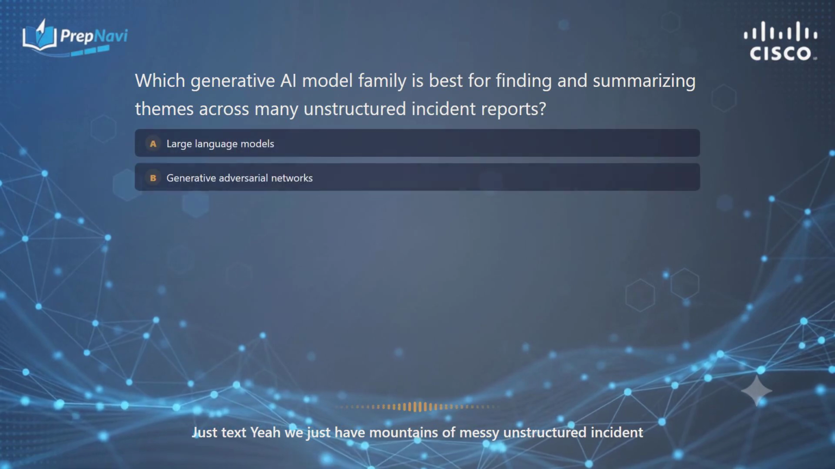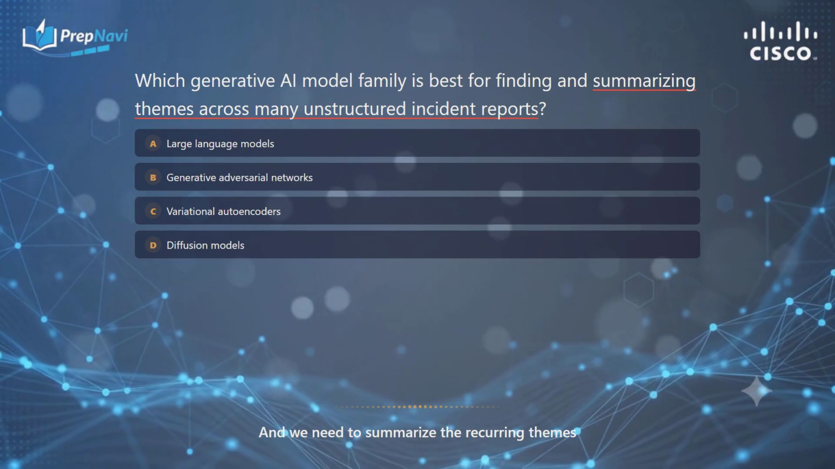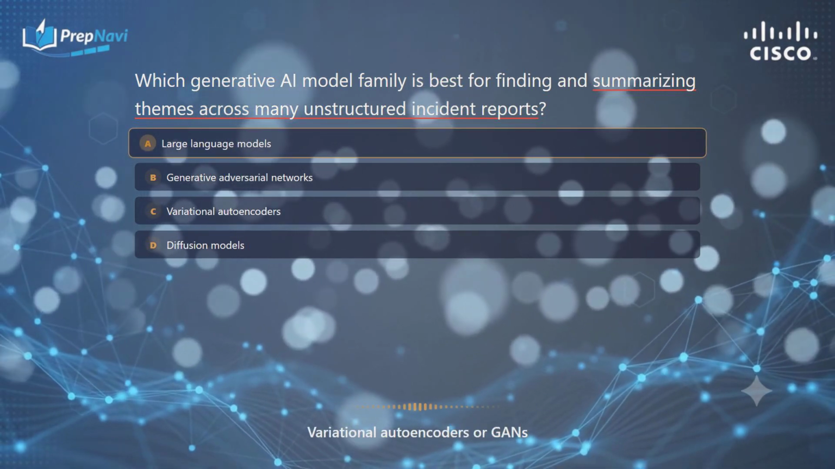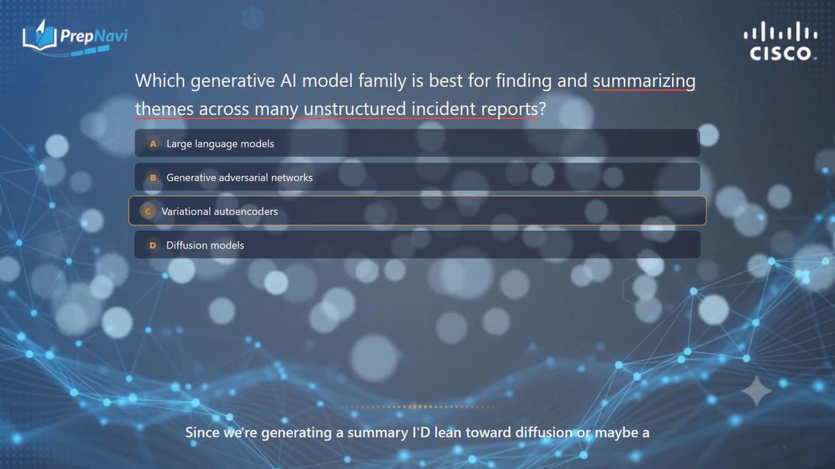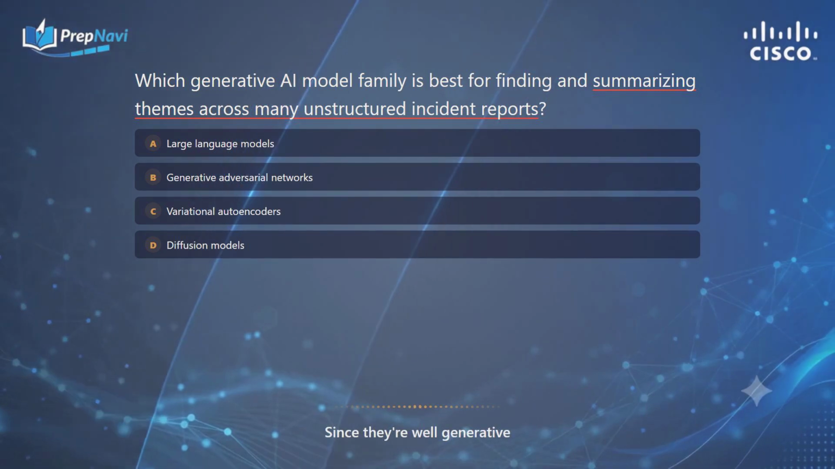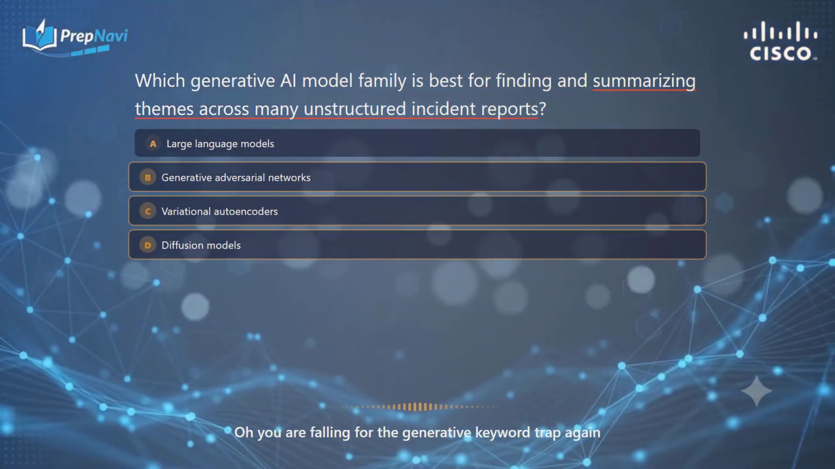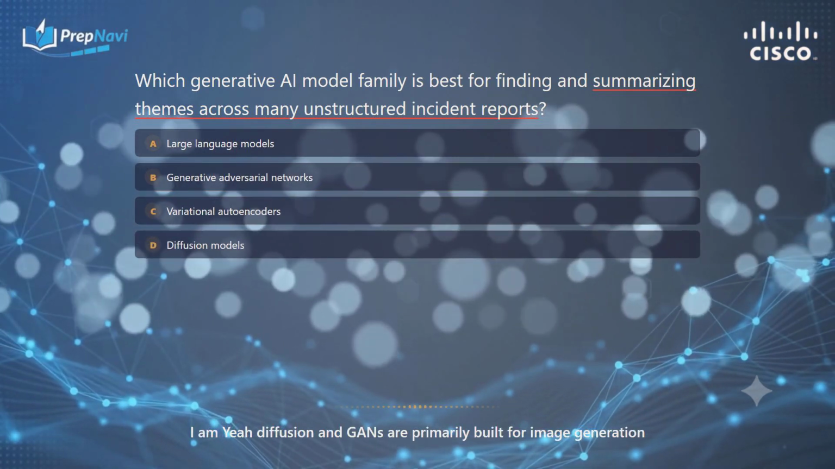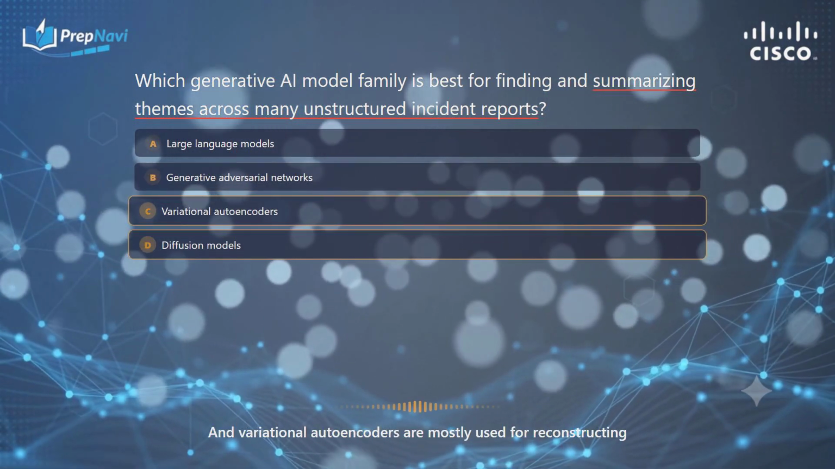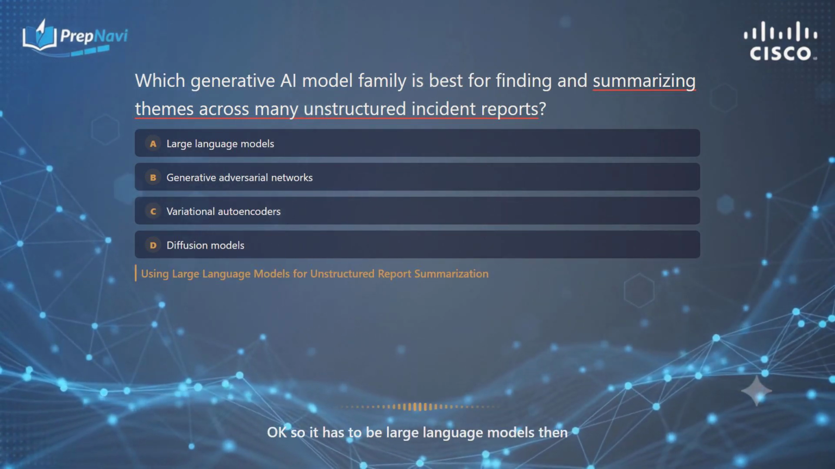Just text. Let's say we just have mountains of messy, unstructured incident reports, and we need to summarize the recurring themes. We've got large language models, diffusion models, variational autoencoders, or GANs. Since we're generating a summary, I'd lean toward diffusion or maybe a VAE since they're generative. Oh, you are falling for the generative keyword trap again. I am. Diffusion and GANs are primarily built for image generation, and variational autoencoders are mostly used for reconstructing complex data, not summarizing text. Okay, so it has to be large language models then.